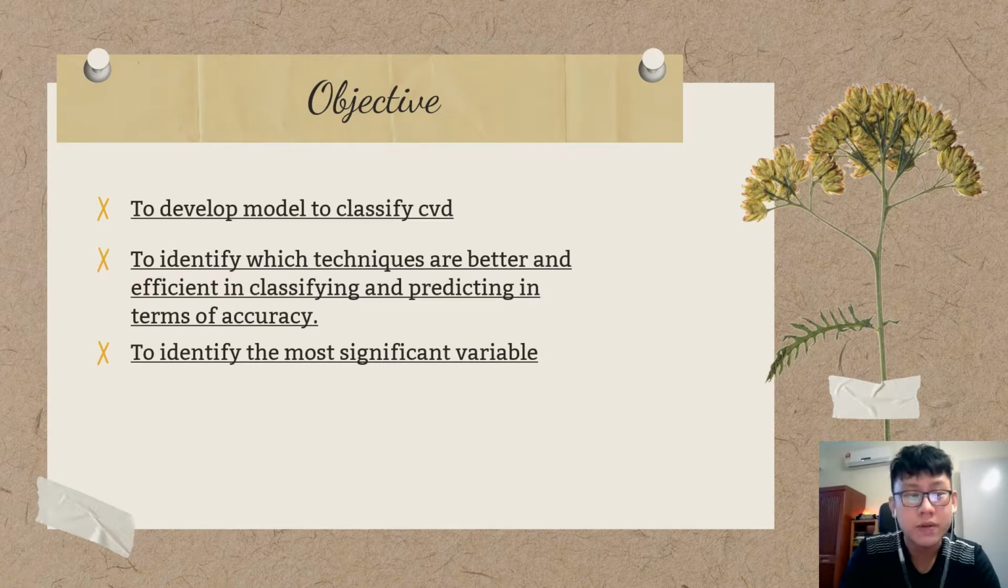Okay, next, objectives. There are three objectives in this project. The first one is to develop a model to classify CVD. The second one is to identify which techniques are better and more efficient in classifying and predicting in terms of accuracy. And the last one is to identify the most significant variable.